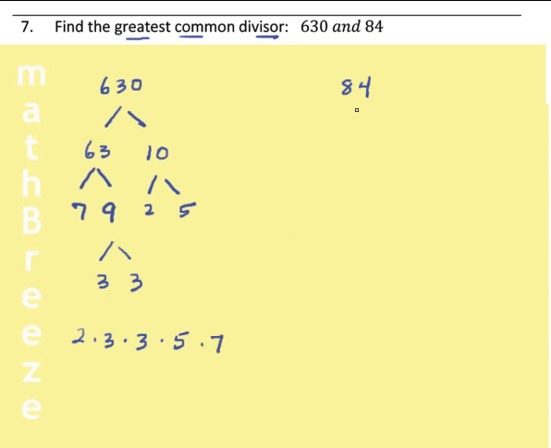All right, 84, that's 4 times 21. This is 3 times 7. And this is 2 times 2. In order, we have 2, 2, 3, 7.